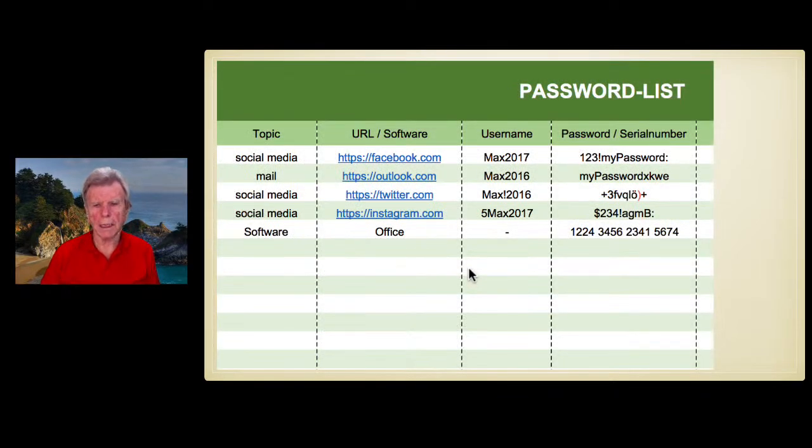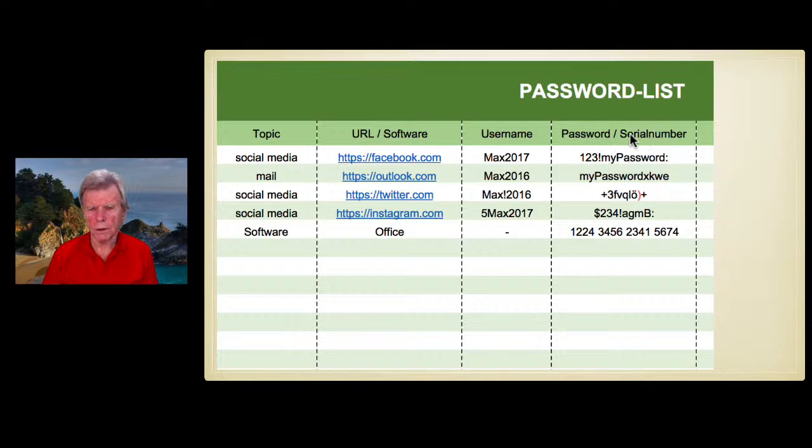So here's what a spreadsheet password list might look like. You could have a topic column over here. This may not be necessary, but then you would have the URL for the website, the username. And I don't recommend using this kind of a scheme where it's very similar. That would be very easy for a hacker to figure out. Then you have your actual password right here.